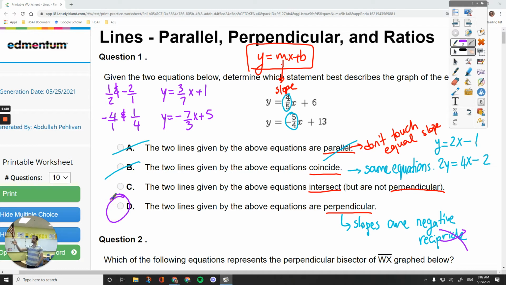Because the slopes are negative reciprocals with different numbers in the end, then they are perpendicular.